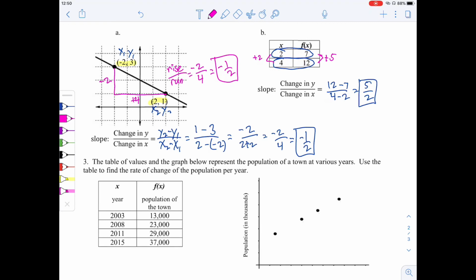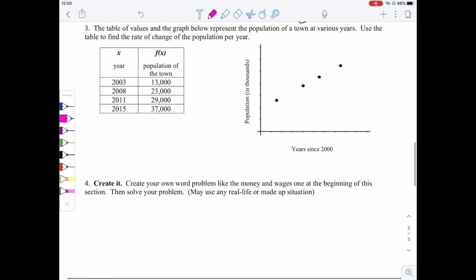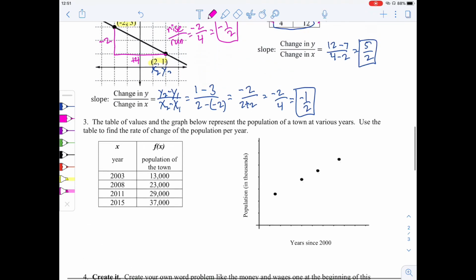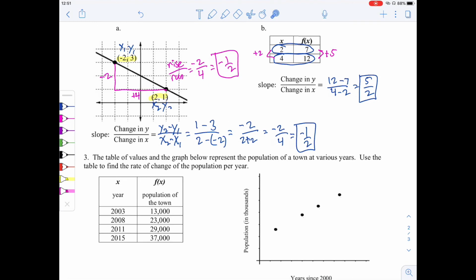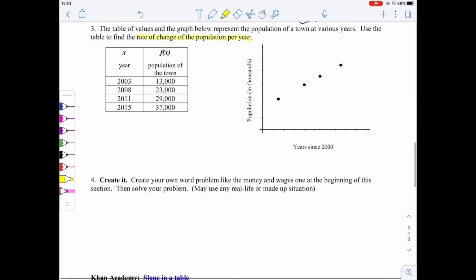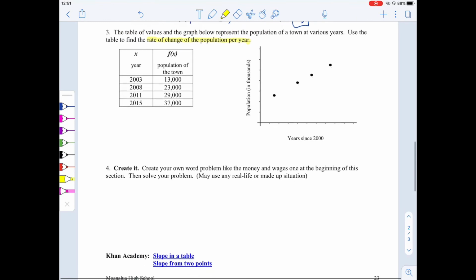So same with number 3. Table of values and the graph below represent the population of a town in various years. Use the table to find the rate of change of the population per year. So it's just like a table, right? So same thing. You have a table here of numbers. You find a difference, change in y over change in x, and then you can have your rate of change, whatever it is. So you're going to find what is the rate of change of the population per year for this one. And then number 4, you create your own problem, and then we got kind of copies.